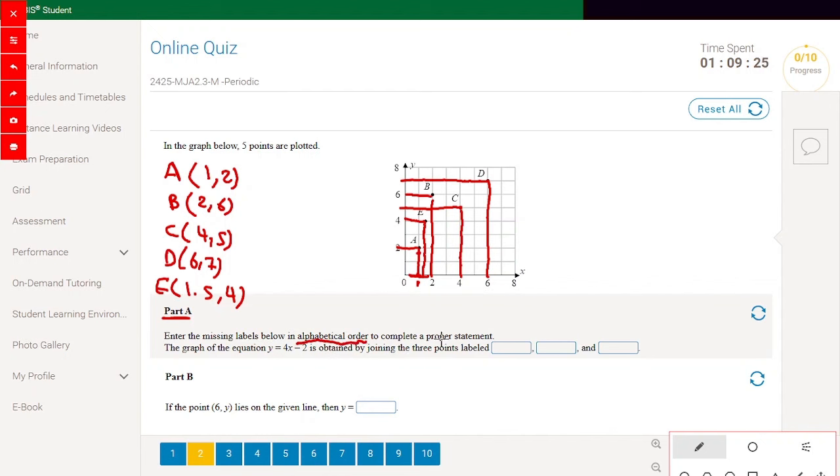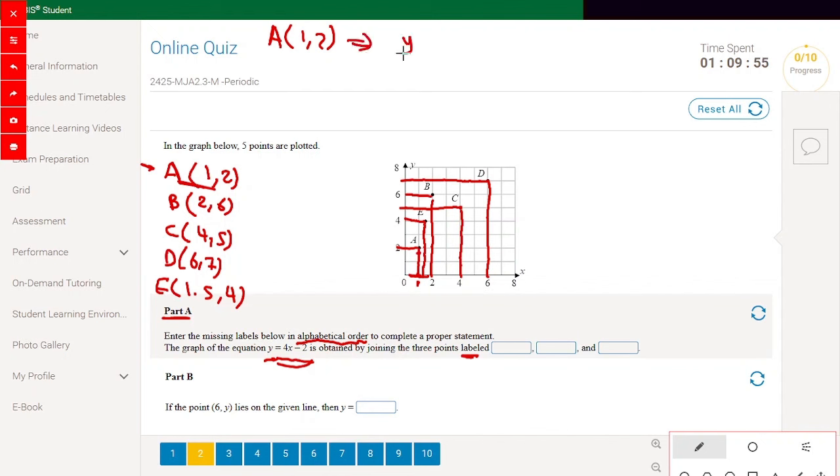To complete a proper statement, the graph of the equation y equals 4x minus 2 is obtained by joining the 3 points labeled. Now, we'll substitute each point in this equation and see if the point is a solution for this equation or not. So now let's take point A, which is 1 and 2.